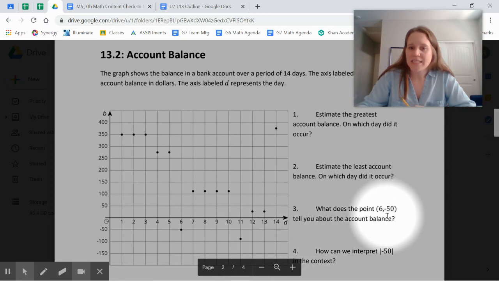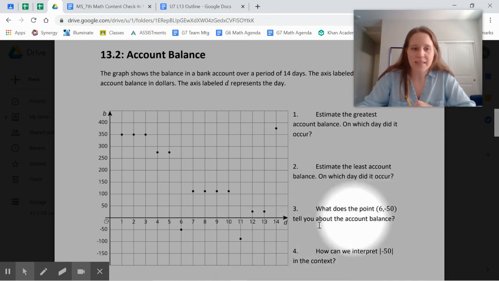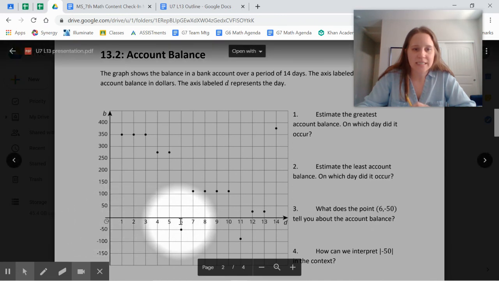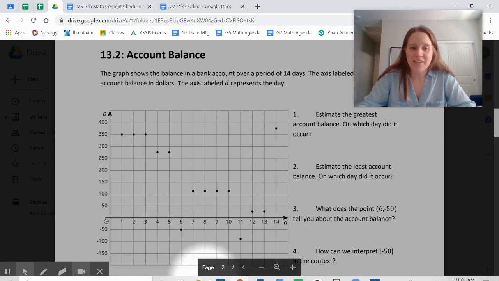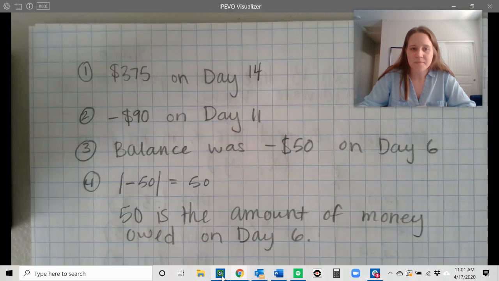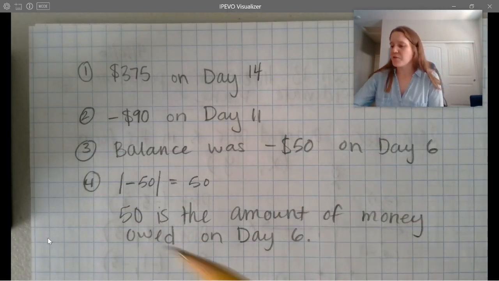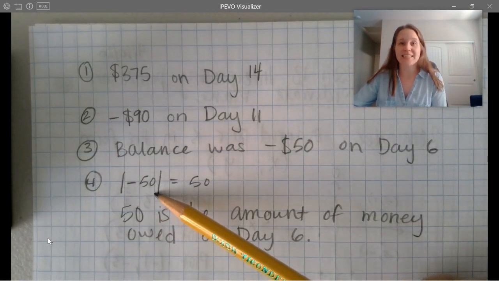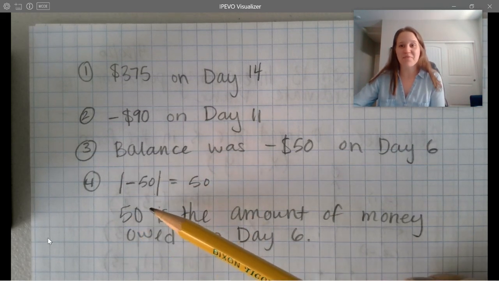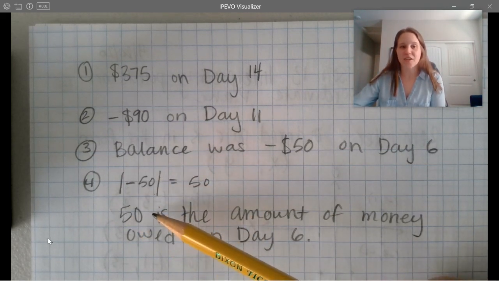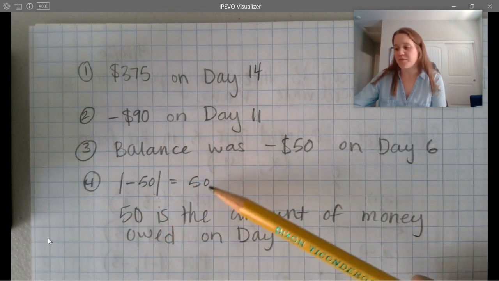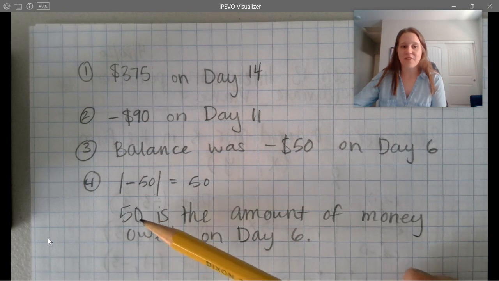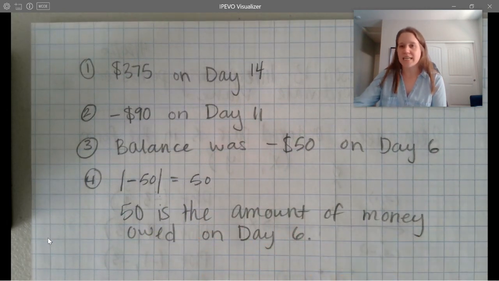Number 3, what does the point (6, negative 50) tell you about the account balance? Let's find that point. (6, negative 50). That tells me on day 6, the balance was negative $50. Okay. And number 4, the absolute value of negative 50 is asking us, do you remember absolute value? Distance from 0, absolutely, is 50. The absolute value of negative 50 equals 50. That tells us 50 is the amount of money owed on day 6.